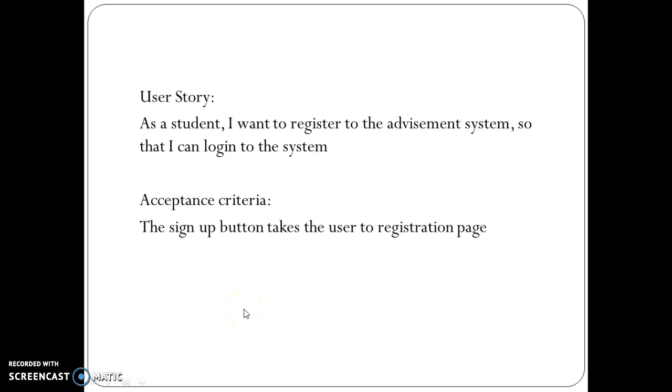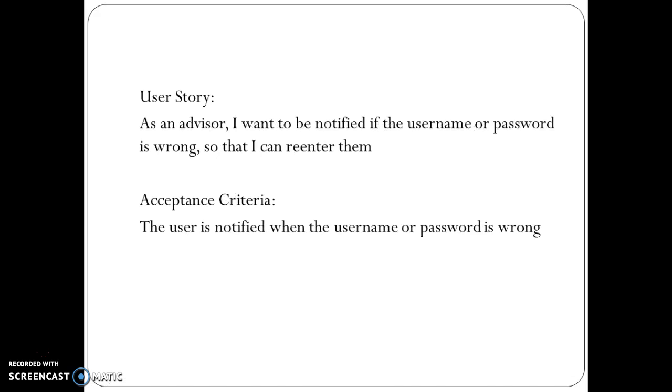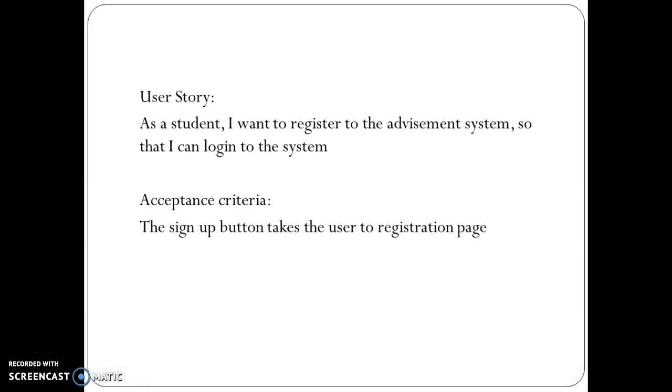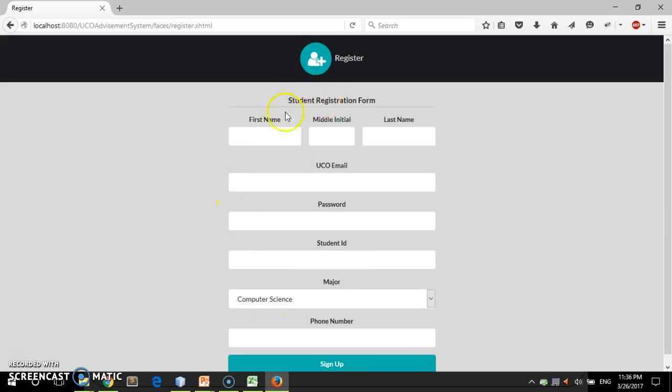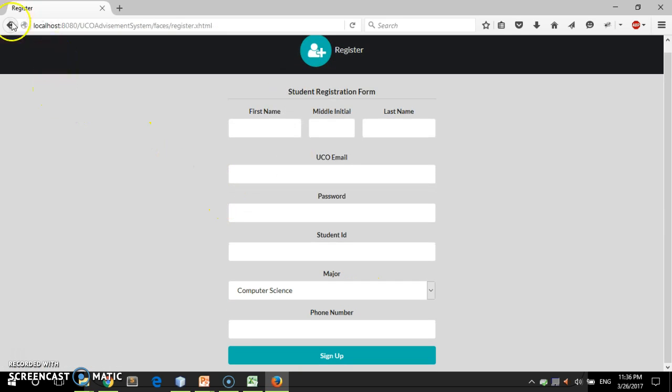As a student, I want to register to the advisement system so that I can log into the system. The second criteria, the sign up button takes the user to the registration page. So I press the sign up button, it takes me to the registration page.